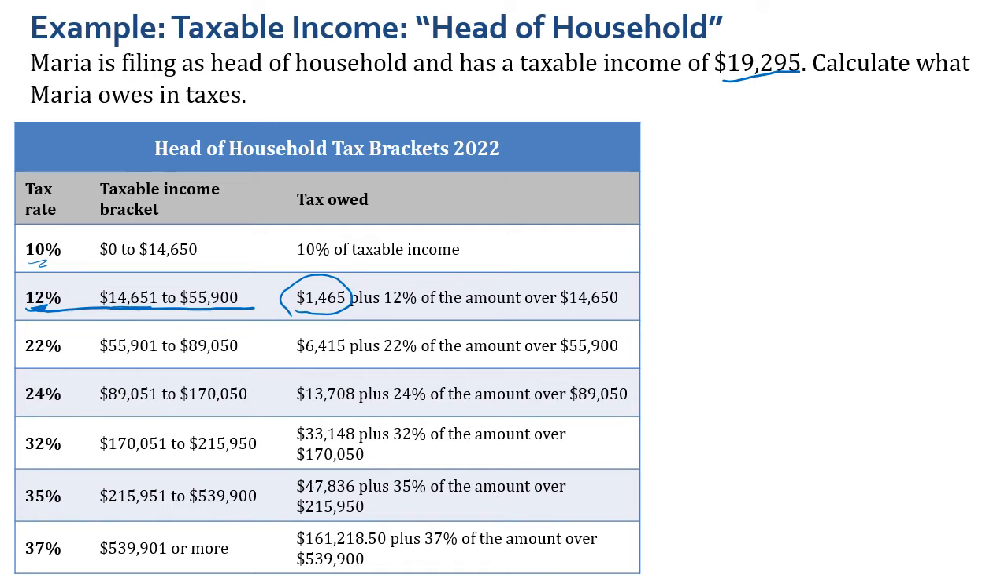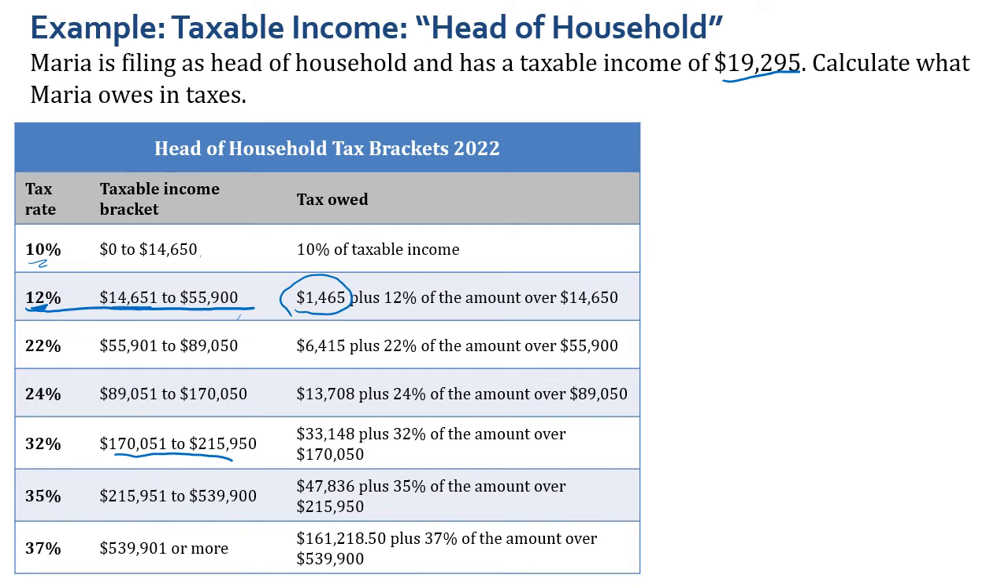So with tax brackets, for example, if you fell within here, which would be awesome, you're not paying 32% on that entire amount. You're going to pay 10% on the first $14,650, 12% on the next amount up to $55,900, and 22% on what's left up to $89,000. So again, it's only what you're making over that extra amount. Okay, so that was a lot of information.